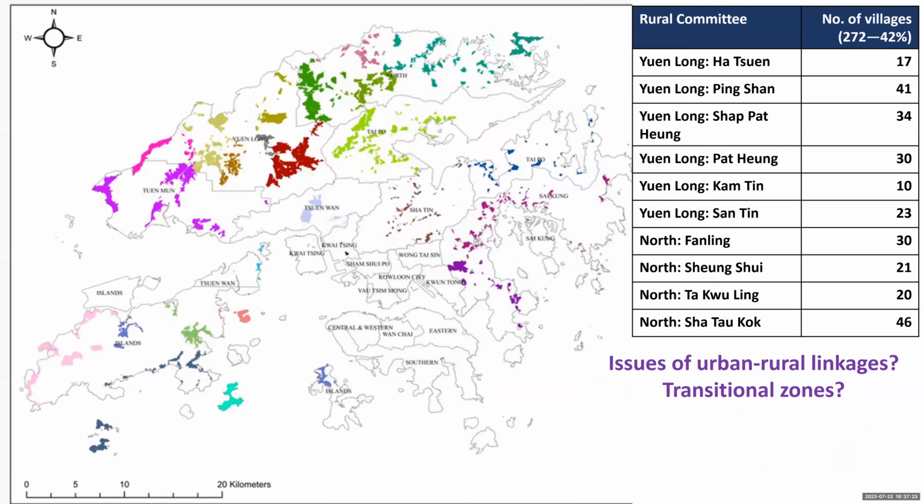Now, what I want to say is that, again, context is so important. It's not a piece of land that has no history, no context, no culture, no ecology. If we look into the North District and also the Yuen Long District, there are a total of 272 villages, which make up 42% of all the villages in Hong Kong. It's a very interesting area with a lot of history, a lot of ecology, a lot of culture.